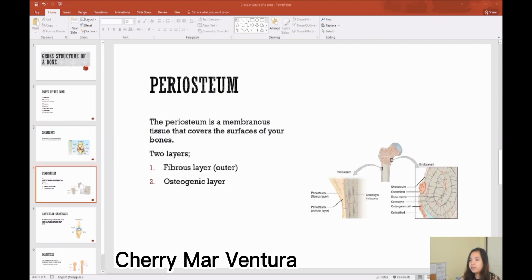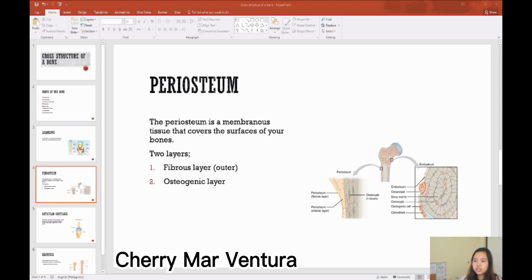Next is the periosteum. Periosteum is a membranous tissue that covers the surface of the bone. It also serves as protection for the bone, and it has the ability to help it heal. It also has 2 layers, the fibrous layer or outer layer and the osteogenic layer.